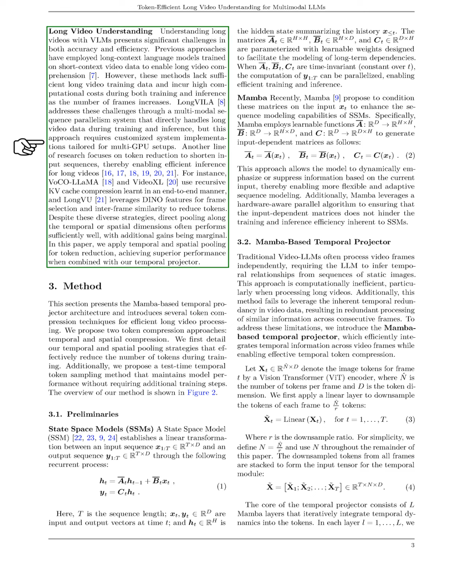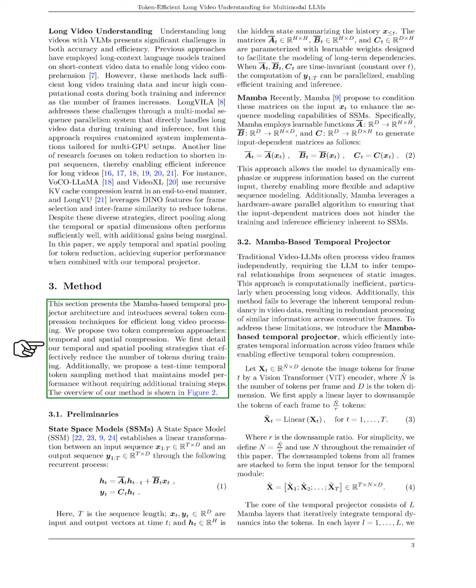Section Method. In this section, we present the Mamba-based temporal projector architecture and introduce several techniques for token compression to enhance the processing of long videos. We propose two main approaches for token compression: temporal and spatial compression. We begin by explaining our strategies for temporal and spatial pooling, which effectively reduce the number of tokens during training. Additionally, we introduce a method for sampling temporal tokens at test time that preserves model performance without needing extra training.